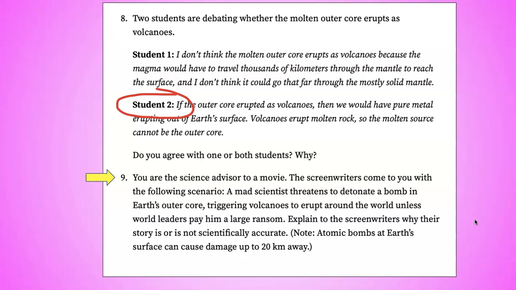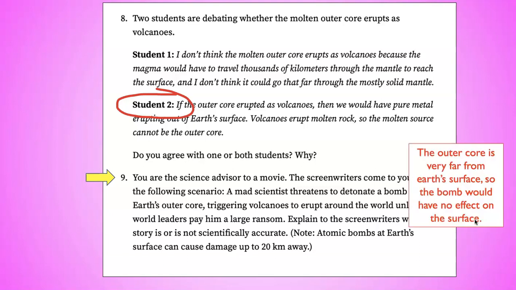You're a science advisor to a movie, and they want you to help them understand why a mad scientist that threatens to detonate a bomb in Earth's outer core would not make sense. By now I think you realize that the outer core is very, very far from the Earth's surface. So if there was a bomb that exploded in the outer core and the damage reached 20 kilometers in distance from that bomb, it would have absolutely no effect on the surface. So the core is not the source of magma on Earth's surface. Even though it's liquid, it is not the same liquid that comes out of volcanoes.